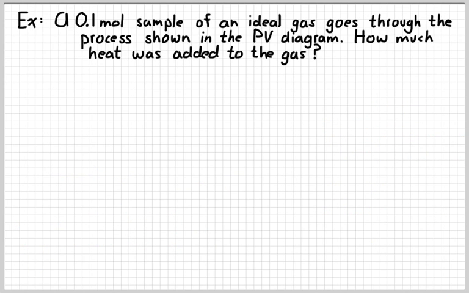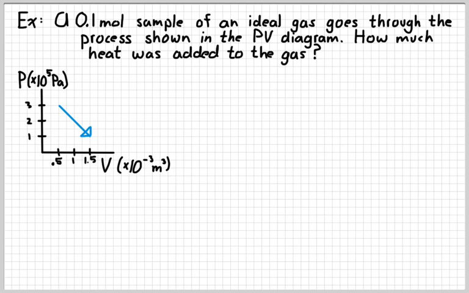And later on is right now. So here's a real quick example. Not quick, a real simple example. Suppose we got 0.1 mole of an ideal gas that goes through the following process on a PV diagram.